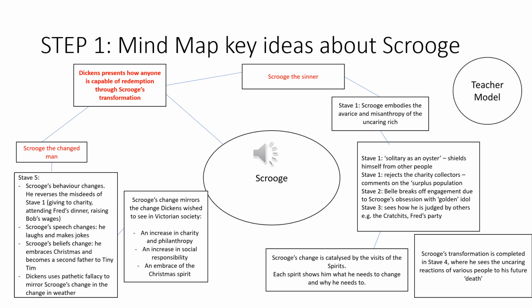Okay, so here are some of the things that you could have put on your mind map. I won't read them all out, but make sure that you read them through and add anything that you didn't get. They're under 2 headings. We've got Scrooge the sinner and Scrooge the changed man. So that's kind of the key movement of the character in the text, from a sinner, from a bad person, to a good person in his transformation and his redemption in the novel. So add any ideas that you didn't get from the notes on this slide.